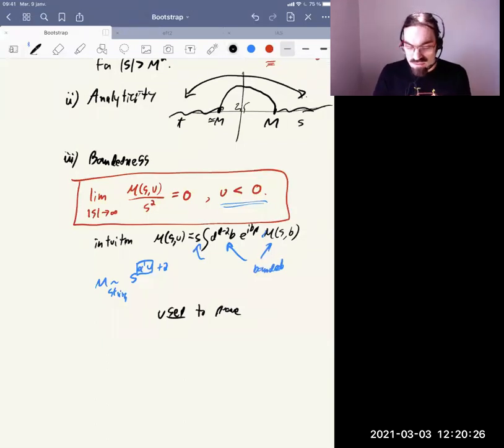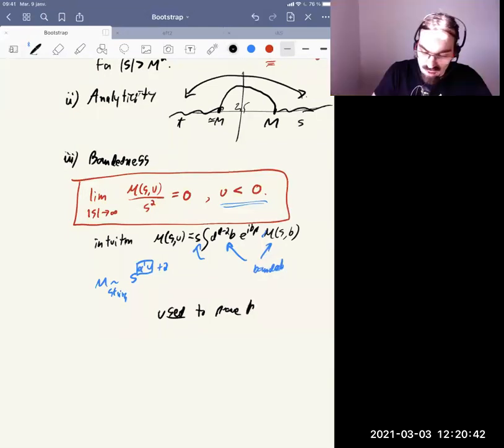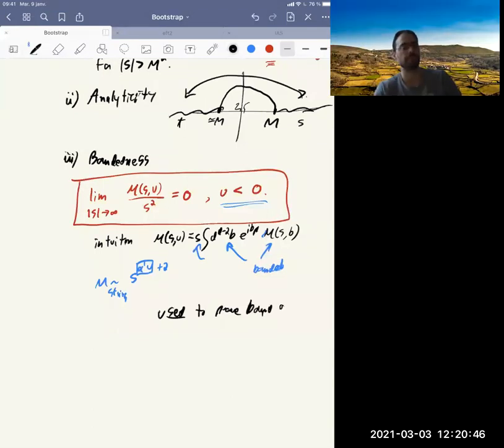Invoking the bound on chaos to argue this would be circular nonsense. This is an assumption of the bound on chaos. This is the non-perturbative bound that you use to get the bound on chaos, right? Yeah. This is a very good question. Okay, thanks, Simon.